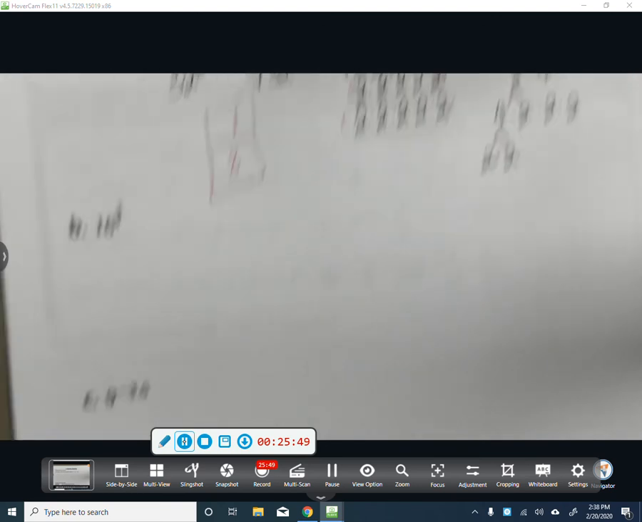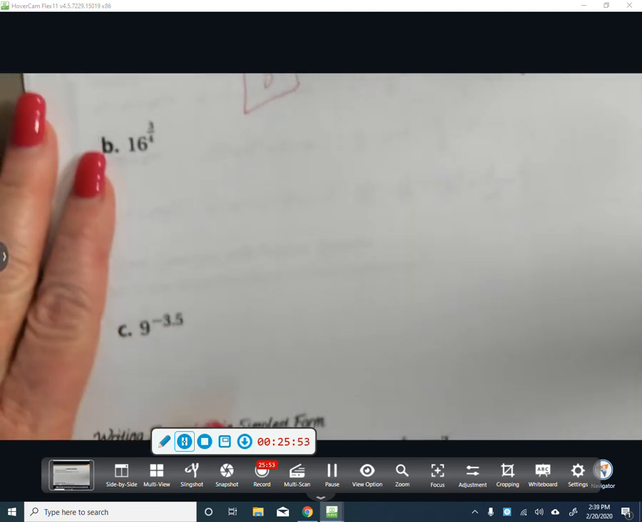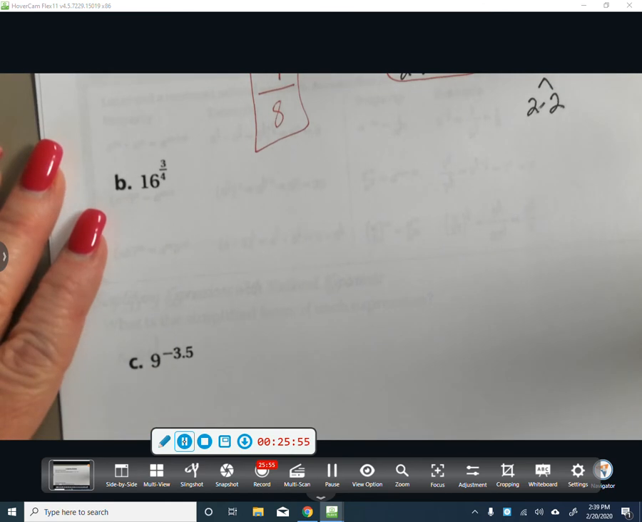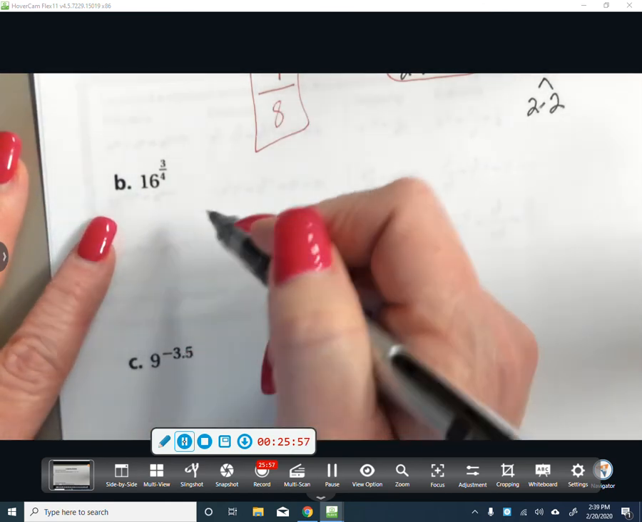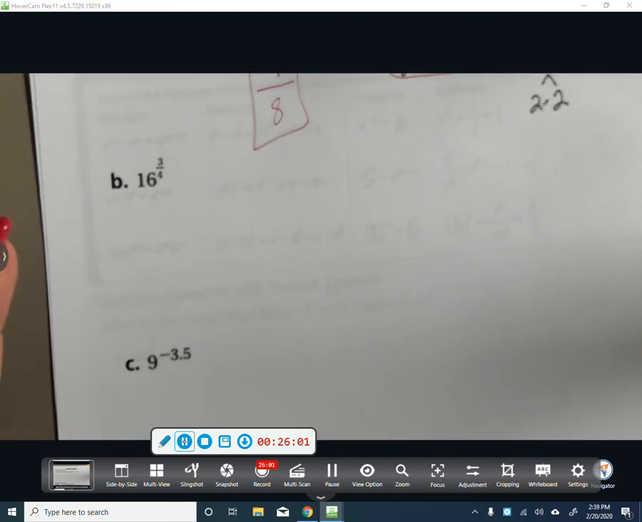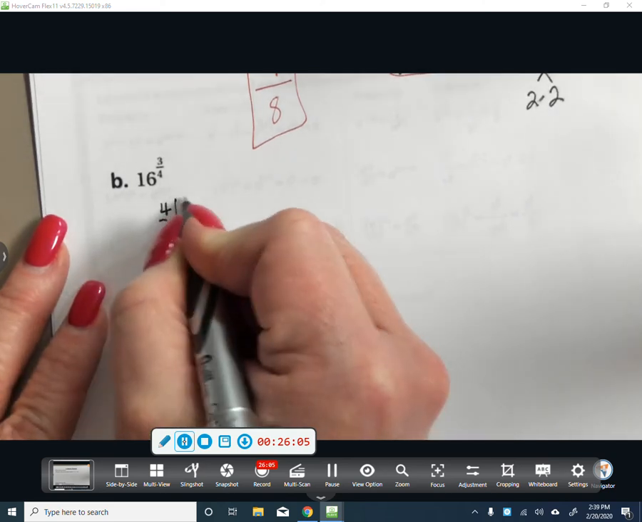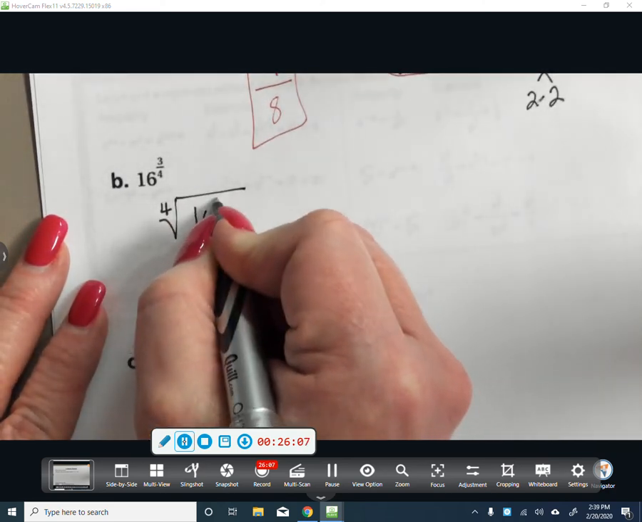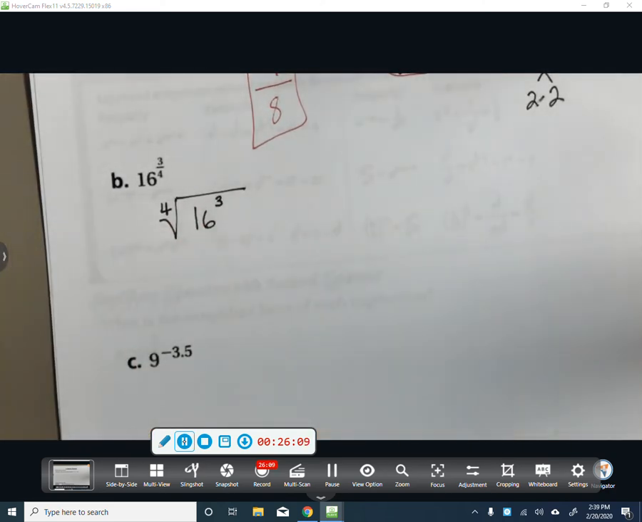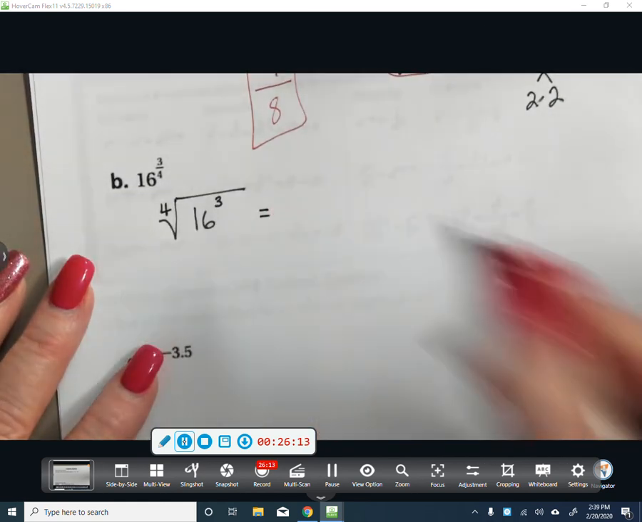So put your calculator away. Let's do B. We're going to do it by hand because you got to know where it comes from. So rewrite this as a radical because it's not negative. Hallelujah. Not negative. Check your radical.